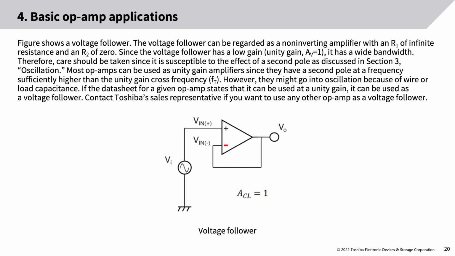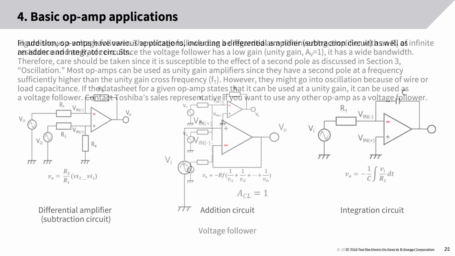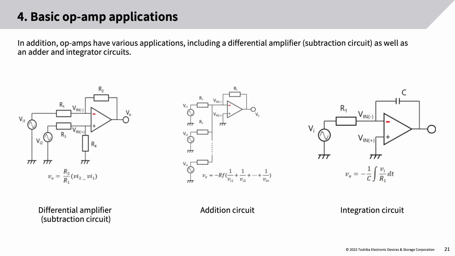However, they might go into oscillation because of wire or load capacitance. If the datasheet for a given op-amp states that it can be used at unity gain, it can be used as a voltage follower. Contact Toshiba's sales representative if you want to use any other op-amp as a voltage follower. In addition, op-amps have various applications, including a differential amplifier, subtraction circuit, as well as adder and integrator circuits.